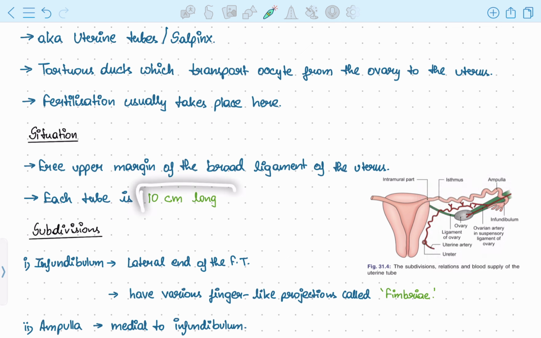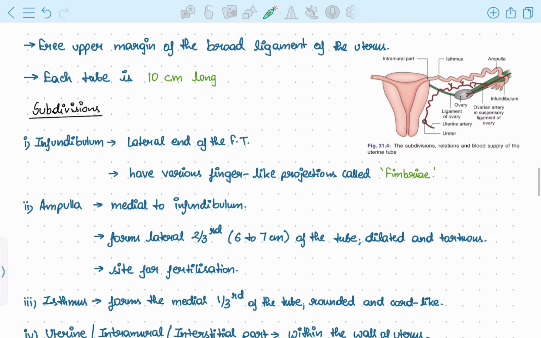Now, each tube is 10 centimeter long. This is an important point and often asked in vivas. Okay. Fallopian tube की length कितनी होती है? 10 centimeter. Now we come to the subdivisions of the fallopian tube. So first we have the infundibulum. Okay, infundibulum is the lateral end of the fallopian tube. It has various finger-like projections known as the fimbriae. See, this is the lateral end infundibulum, and it has various finger-like projections known as the fimbriae.